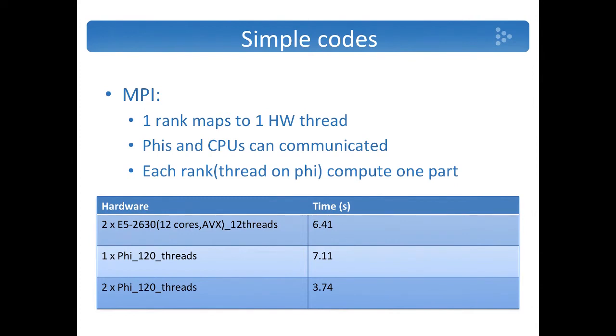The readings in the circle. Each point located in the circle. In the square, you generate a bunch of random numbers, and you calculate how many numbers are in the circle, and you can calculate the pi. And I will show you the result first. And as you can see here, the Xeon CPU is better than the Xeon Phi.